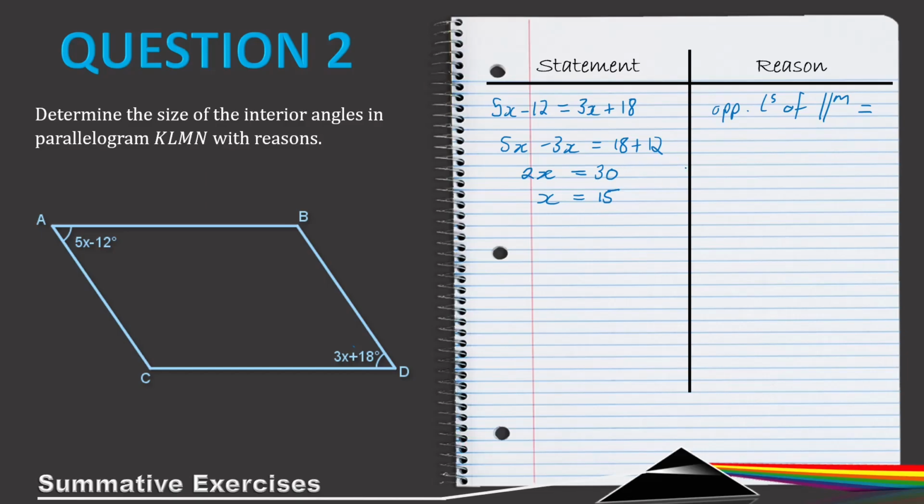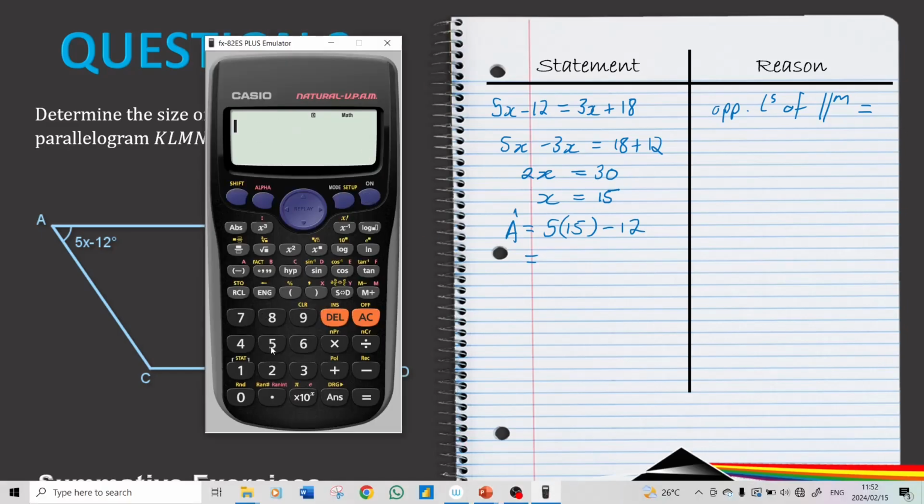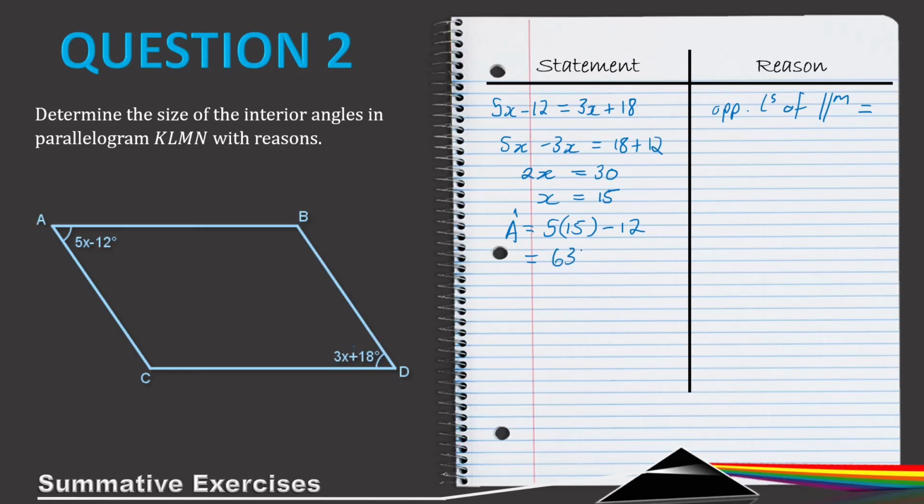Okay, so now we just need to go further and solve for the interior angles. Let's start with angle A. Angle A is 5x minus 12, and now x is 15, so we can just put that into the calculator: 5 times 15 minus 12. This gives us 63 degrees. We know that B is also 63 degrees because opposite angles of parallelograms are equal.